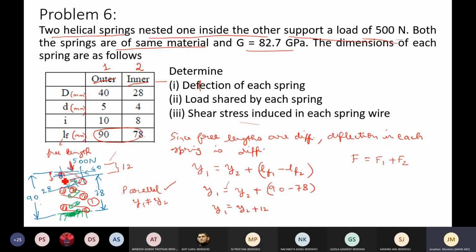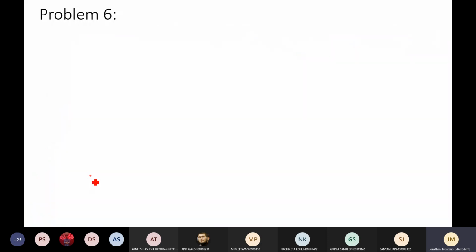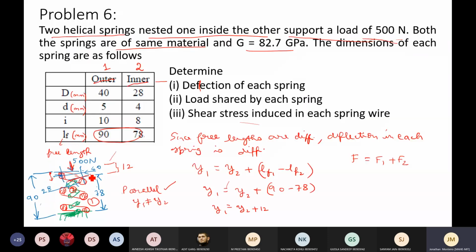With respect to the outer spring, it is y1. Similarly, with respect to the inner spring, y2, the deflection starts from here, not from here. So y2 calculation starts from this level, and y1 calculation starts from this level. Only when both have the same free length will they both start at the same point. So this is one aspect you have to make very clear.